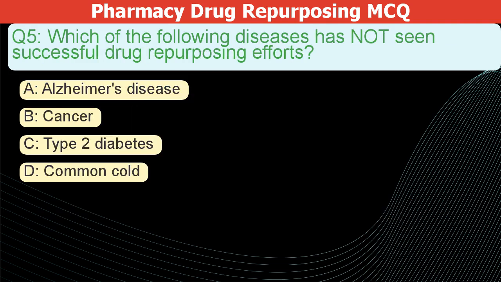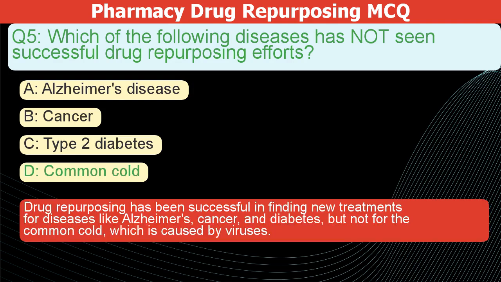Which of the following diseases has not seen successful drug repurposing efforts? A. Alzheimer's disease. B. Cancer. C. Type 2 diabetes. D. Common cold. The correct answer is D.